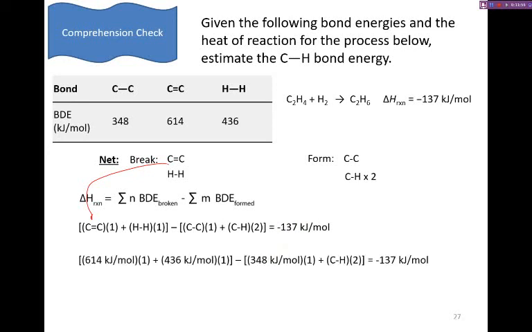When we plug in our values, we see that we're missing, again, we don't know the value of the carbon-hydrogen bond, we're trying to solve for it. So when you solve for it, we get that 702 kilojoules per mole minus 2 carbon-hydrogen bonds equals negative 137 kilojoules per mole, which means that for 2 bonds, it's 839, and a single bond is approximately 420 kilojoules per mole.